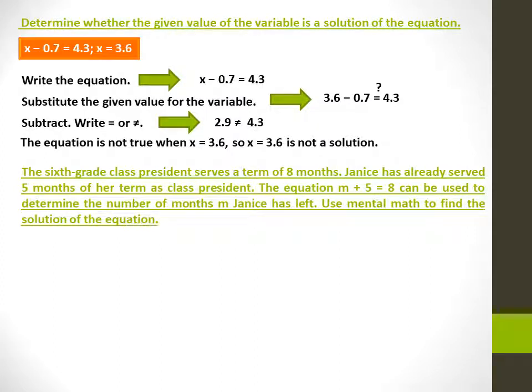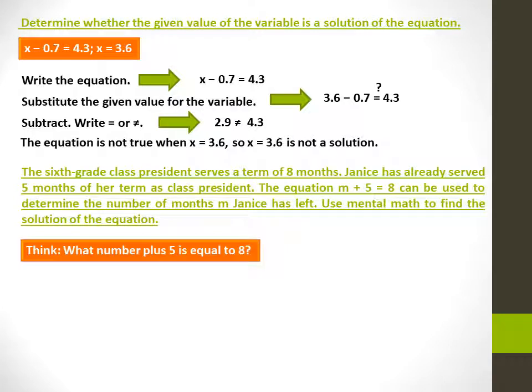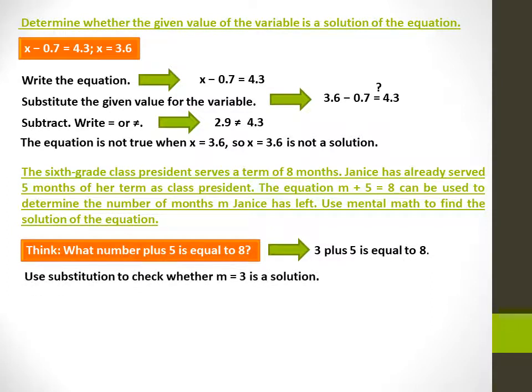The 6th grade class president serves a term of 8 months. Janice has already served 5 months of her term as class president. The equation m plus 5 equals 8 can be used to determine the number of months m Janice has left. Use mental math to find the solution of the equation. Think, what number plus 5 is equal to 8? 3 plus 5 is equal to 8.